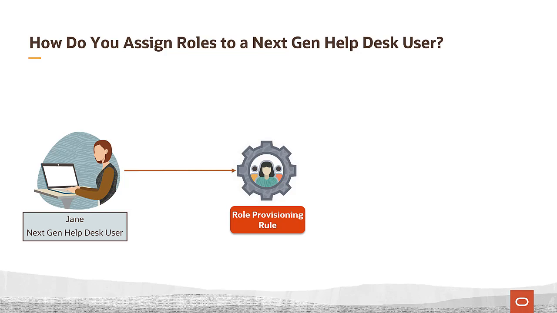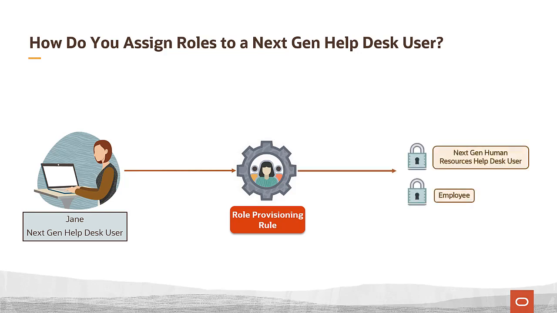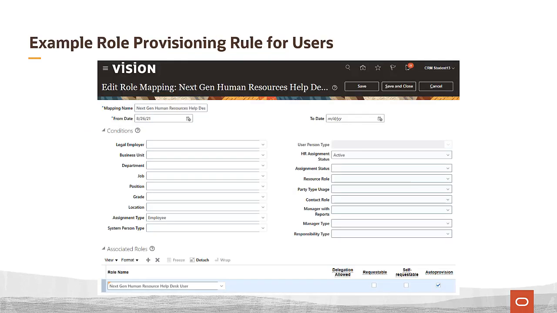The reason that we do not provide a role provisioning rule to you is so that you can develop your own conditions. Once we have this role provisioning rule, it assigns the NextGen Human Resources Help Desk User and employee roles to Jane. Let's look at an example role provisioning rule. We went to the Manage HCM Role Provisioning Rules task, but we see that it's called a role mapping in the task itself. Role provisioning rules are role mappings.